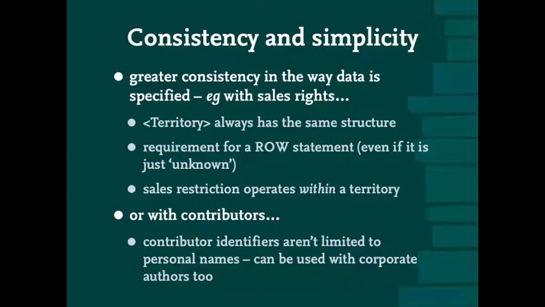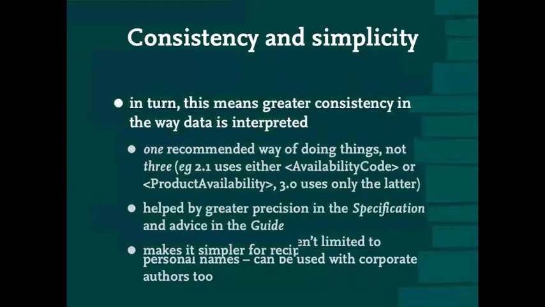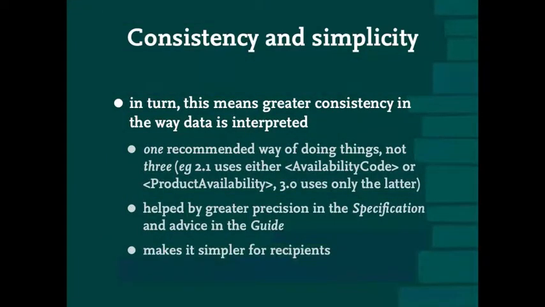There are also improvements in consistency where, for example, contributor identifiers, it's a number that you give to the author because you might have two authors with the same name. They used to be limited to just personal names, but now they can be used with corporate authors as well. So more consistency, more simplicity. And that means better consistency in the way the data is interpreted. In general, within ONIX 3, there's usually just one way of doing things. Whereas sometimes in ONIX 2, there were maybe 3 different ways of doing things. And that made it very, very difficult for recipients of the data, because they had to look at your message and say, oh, have they done it that way or have they done it this way? The implementation and best practice guide also helps here.